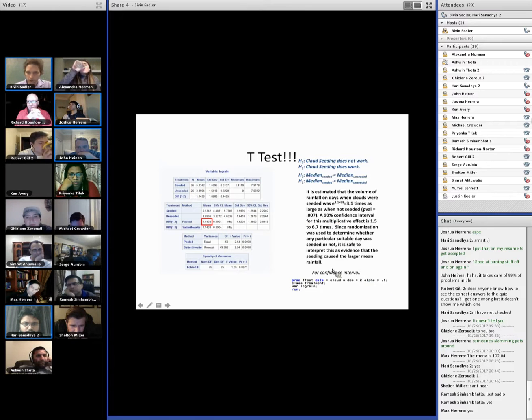So this code here actually isn't exactly what this code here is. I should probably replace that. I have alpha equals 0.1 here. This will come up with a 90% confidence interval. And this is where I'll get 1.5 to 6.7. The confidence interval for this 3.1 is 1.5 to 6.7. Notice that the lower bound is bigger than 1, meaning that equality is not plausible here.